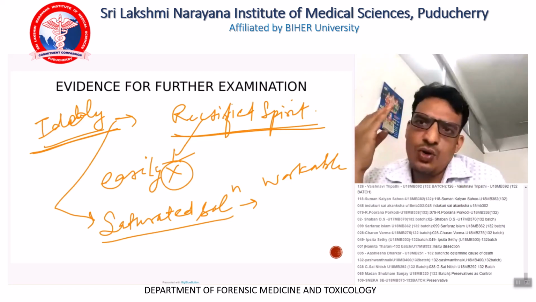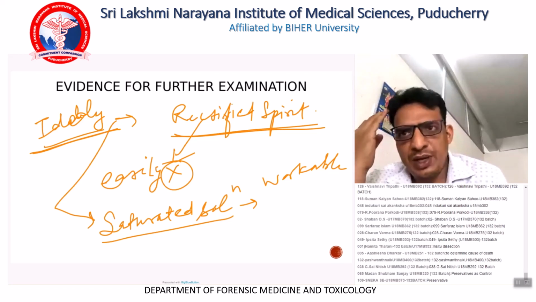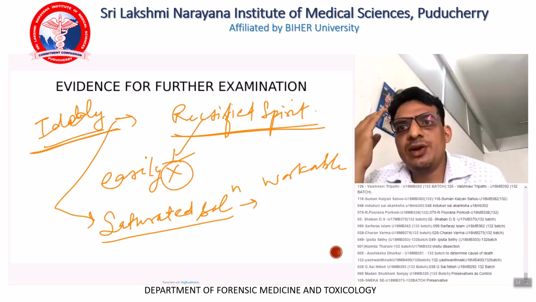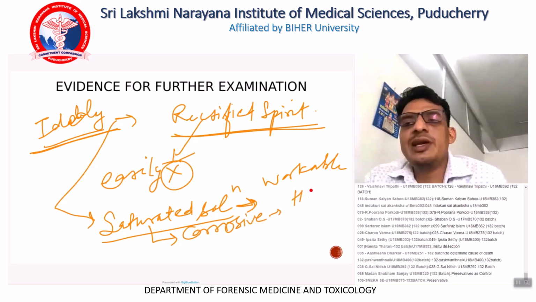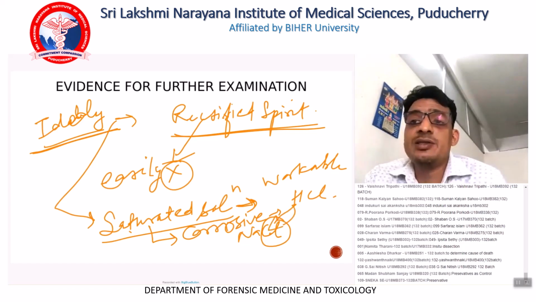Viscera can also be preserved in a saturated solution of salt, but this does not work for corrosives. Because with corrosives, let's say HCl is there, and a saturated solution of salt contains chloride ion, so what we are going to do is chloride ion assessment. So it cannot work in these conditions. For any corrosive, always go with rectified spirit.